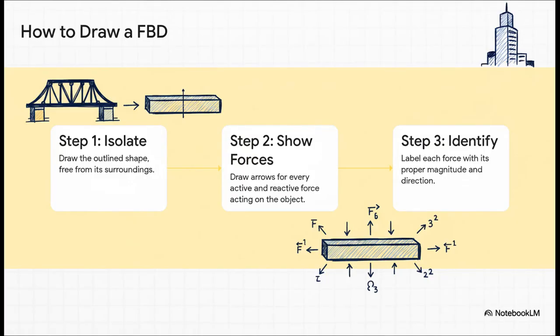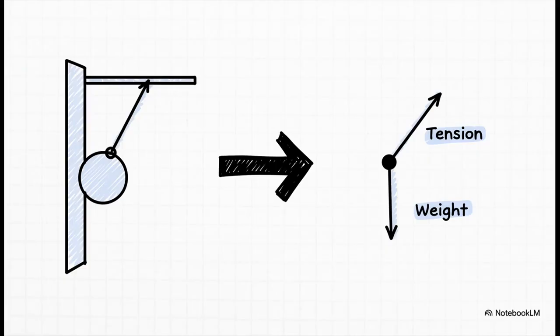And it's actually a pretty simple 3-step process. First, you isolate your object. Just get rid of all the background noise. Second, you draw arrows that represent every single force acting on it. And third, you label each of those forces so you know exactly what you're up against. Let's see this in action right now. So we take this sphere, we isolate it from the wall and the ceiling, and what are we left with? Just 2 forces. Its weight pulling down and the tension in the cord, that's FCE, pulling up and away. Simple, clean, and suddenly you have everything you need to start solving.